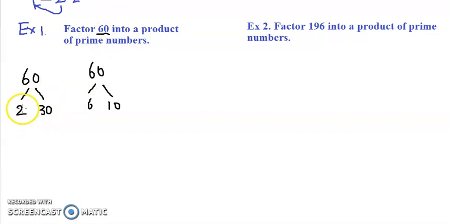As we can see in this case, 2 is prime, so let me circle this number. If it's prime, that means you can keep it, leave it. You don't have to do anything to that number. But 30 is not prime because we can continue to factor it as 2 times 15. And so 2 is prime, but 15 is not, because 15 can be factored as 3 times 5.